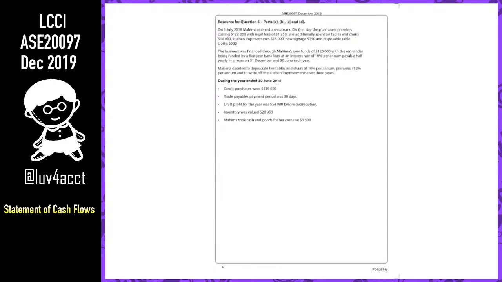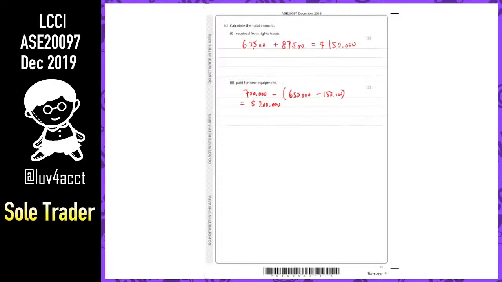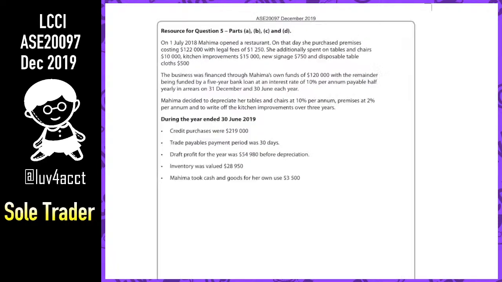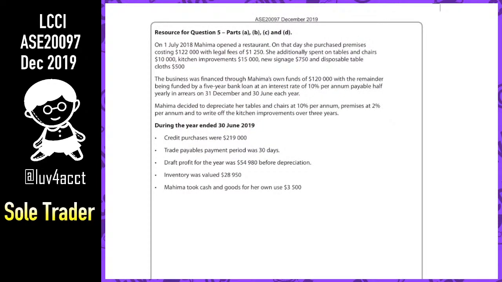Let me change the question details first. This is financials. Let me just write sole trader. Financial statement of sole trader. So let's see. On the 1st of July, year 2018, this Mahima opened a restaurant.